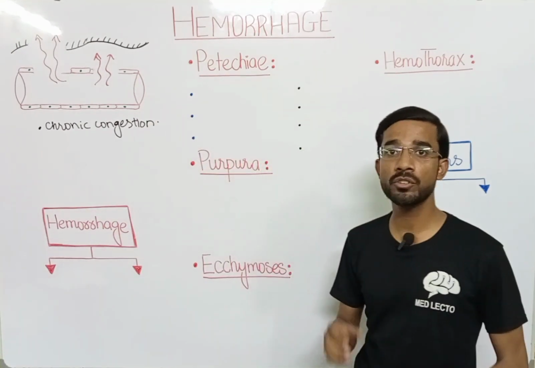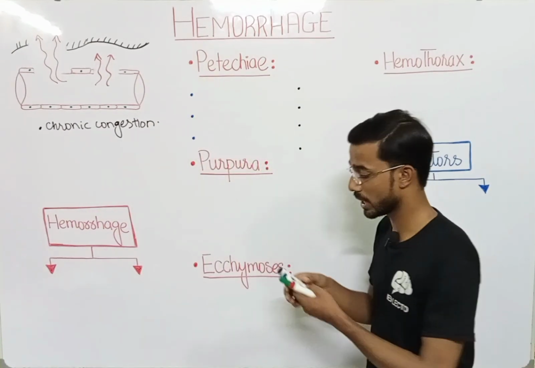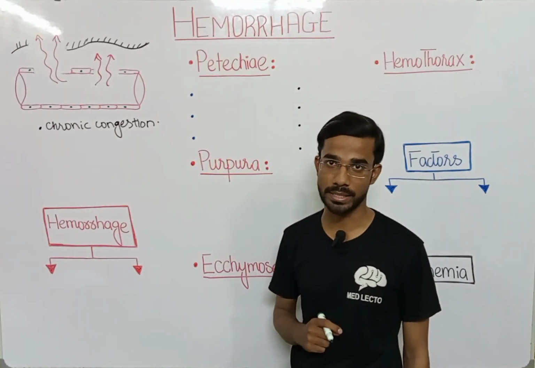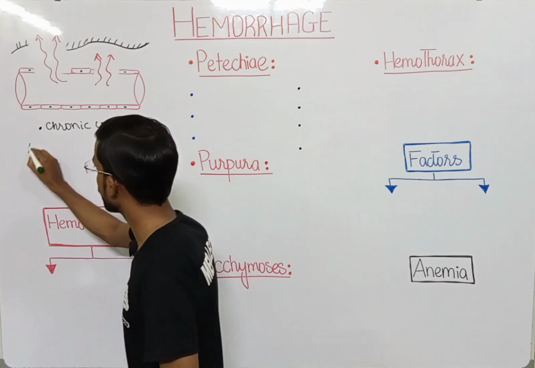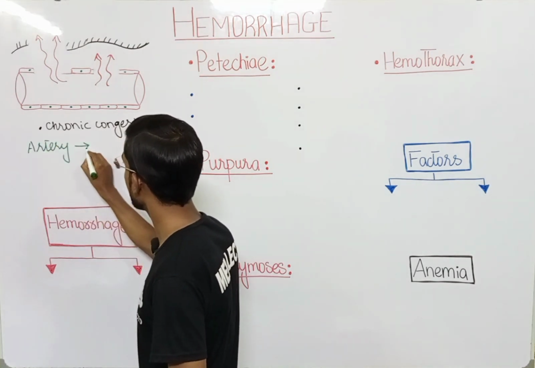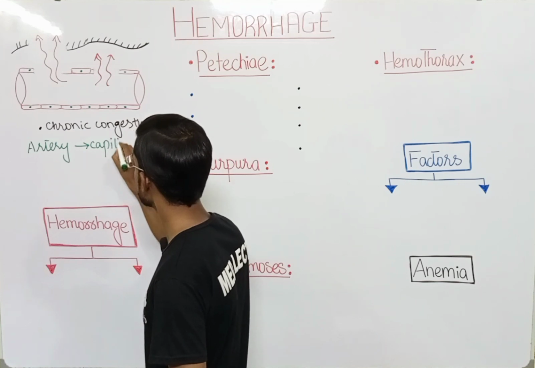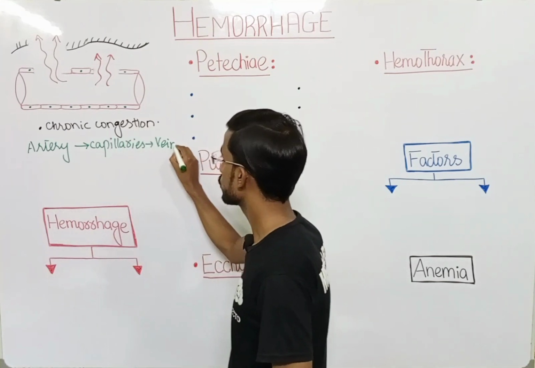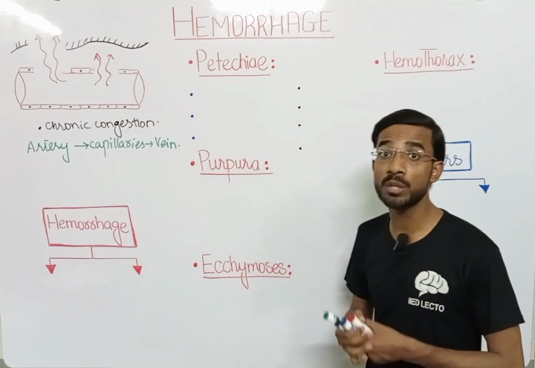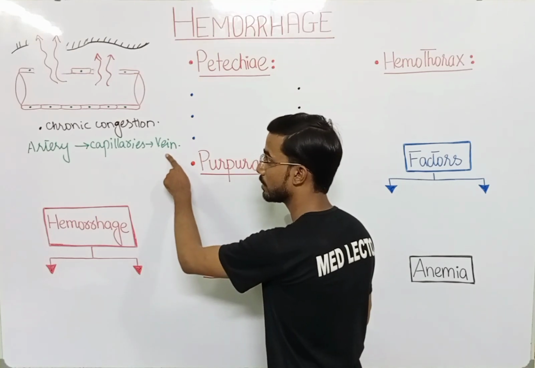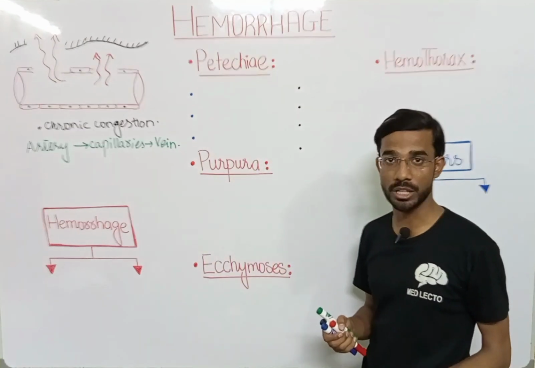So as we know, when you see the congestion, what is congestion? As we know that the three most important components of the blood vessel. First one is the artery. This is the first component. Second component will be the capillaries, and the third component will be the vein. So congestion is basically the failure of the blood flow from the veins. This is called the congestion.